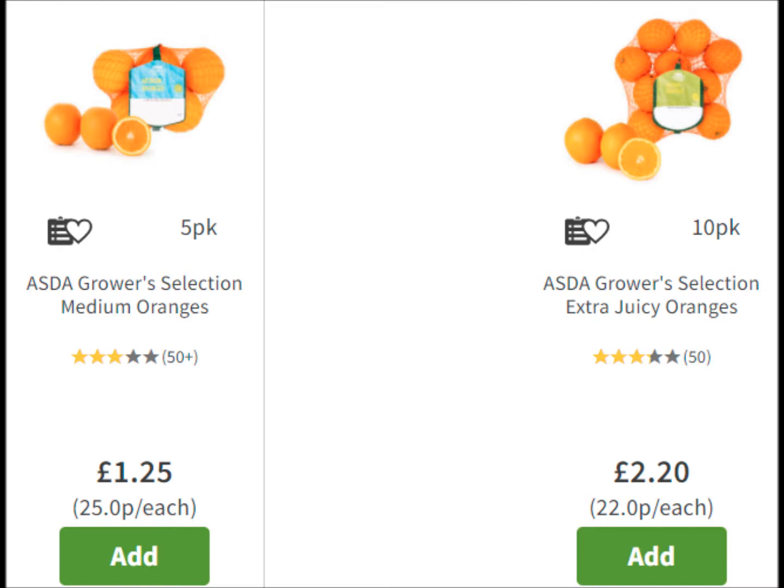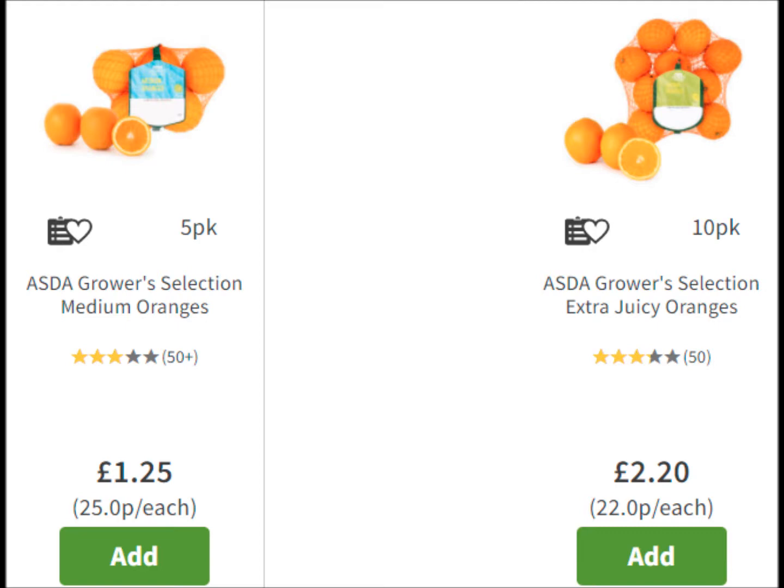The first bag has got 5 oranges in it, the second bag's got 10. So the second one there is my better option. It works out cheaper per orange. My oranges are going to be cheaper. So this is the first strategy, one of the strategies that we can use to work out the best buy. Working out how much one of something costs and then deciding if that is the best buy.